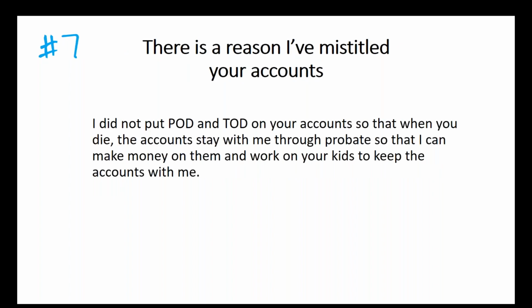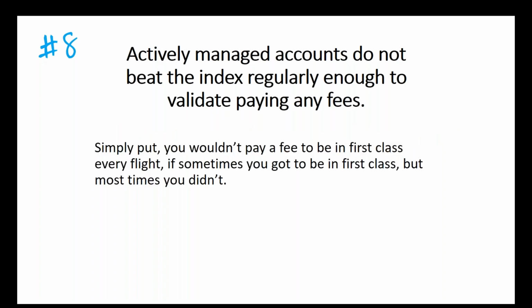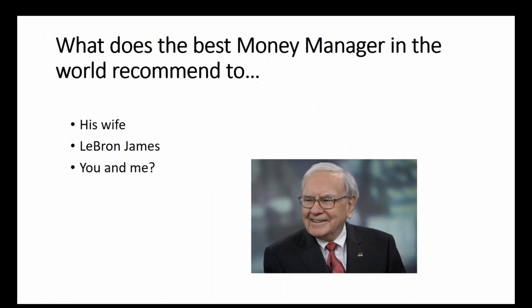There is a reason I've mistitled your accounts. We all know about that, right? That's what we do with the 20-point checklist. The actively managed accounts do not beat the index regularly enough to validate paying fees. How much information is there out there that validates this, guys? I could spend the next 6 months of coaching calls validating that actively managed accounts do not beat indexes, and certainly not enough to validate paying fees.